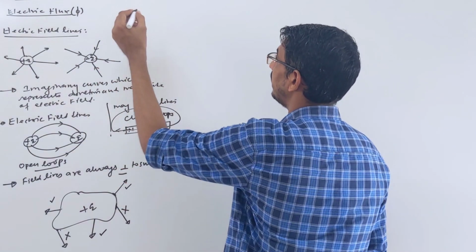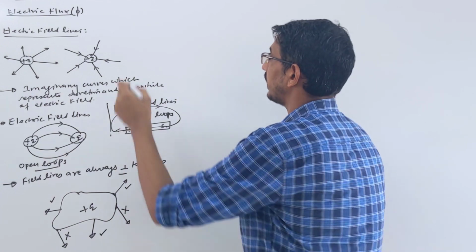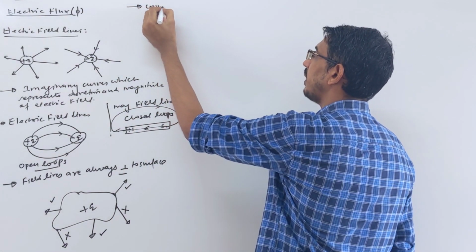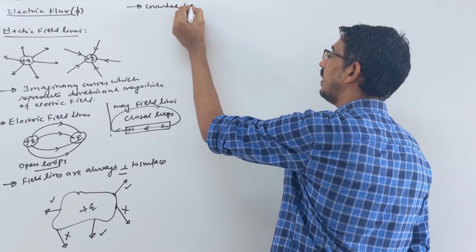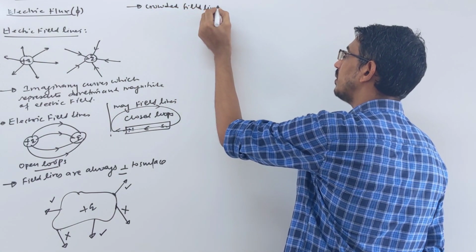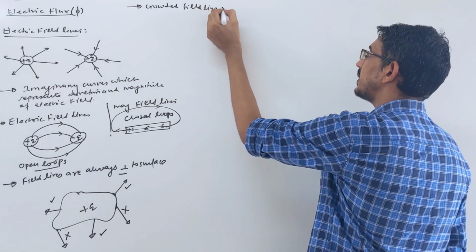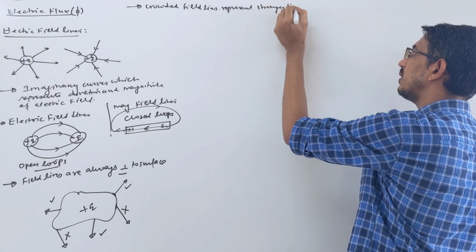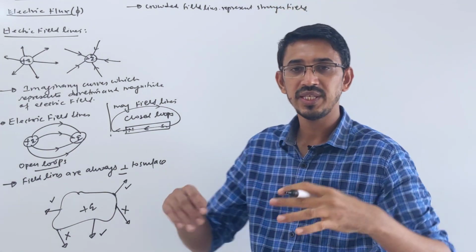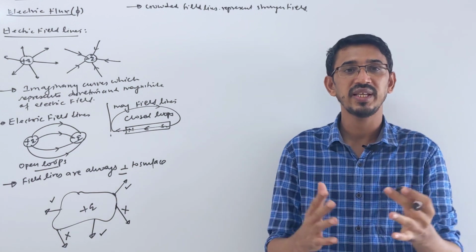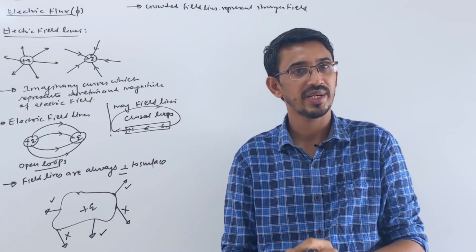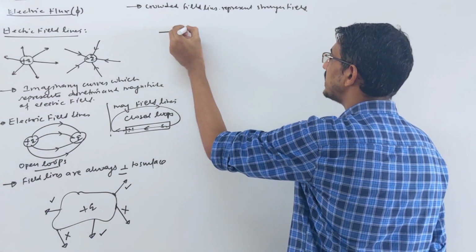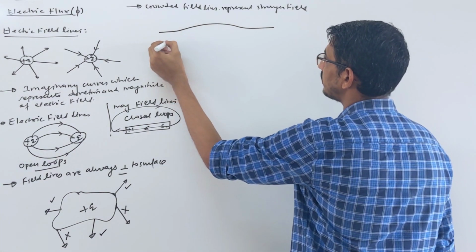Then, if you have crowded field lines, they represent a stronger field. The intensity of the electric field is told by how many lines you have, the number of lines, and how close they are. For example, this question was asked in our exam, which I am discussing here. They said field lines in some space vary in this way.